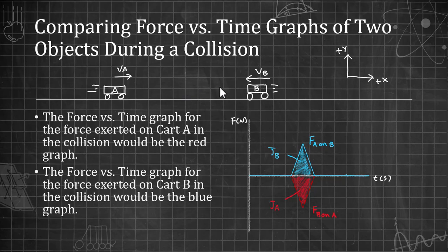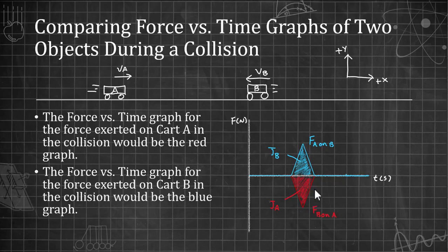Now if we look at the same thing for object A, we know that the forces exerted from object A onto B and B onto A are a force pair. So they are going to be equal in magnitude at all times and opposite in direction at all times. So we're going to get the mirror image of the force of A on B as the force of B on A. So we're going to get a negative force spike graph where the area here is going to be a negative area, and that's going to be the impulse delivered to object A.